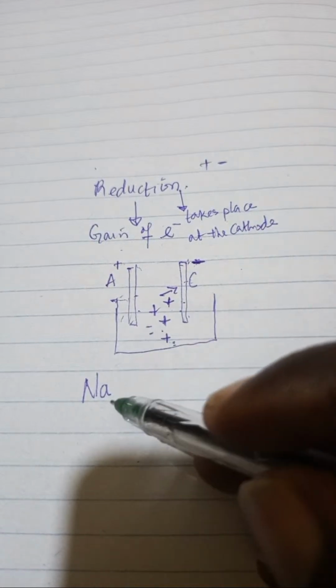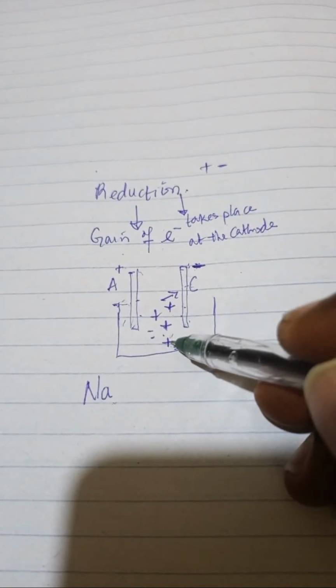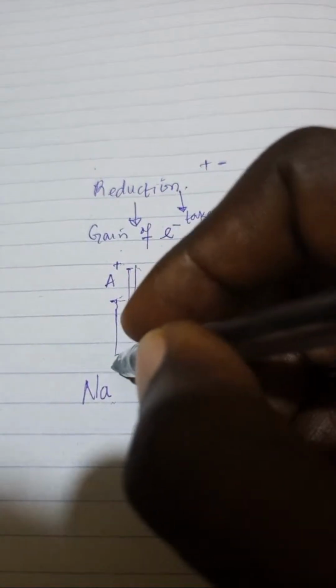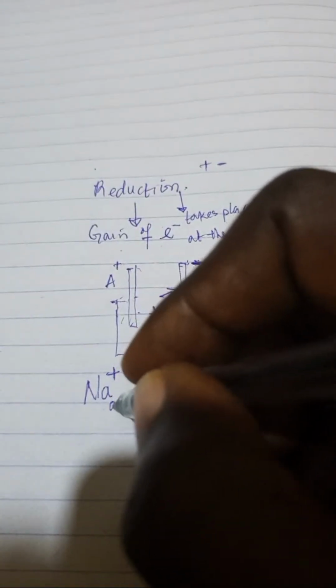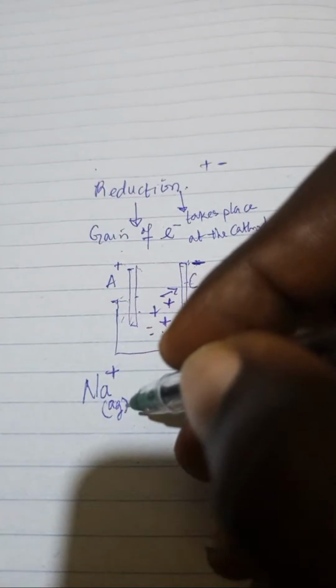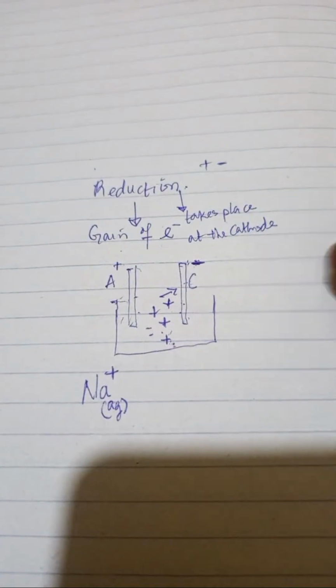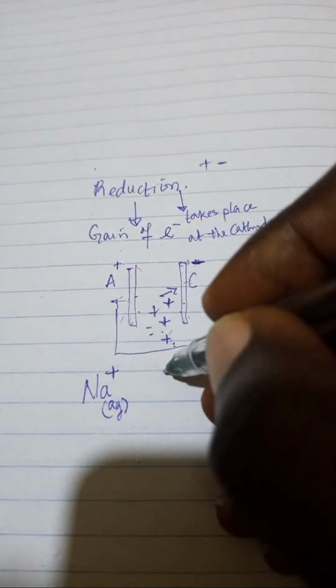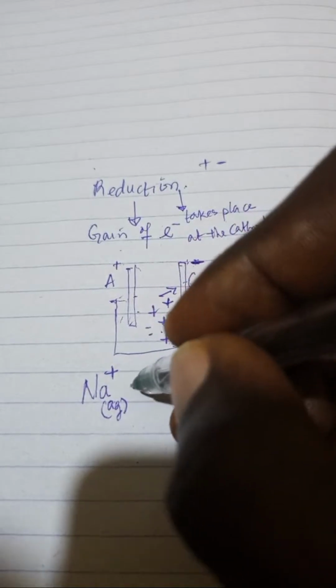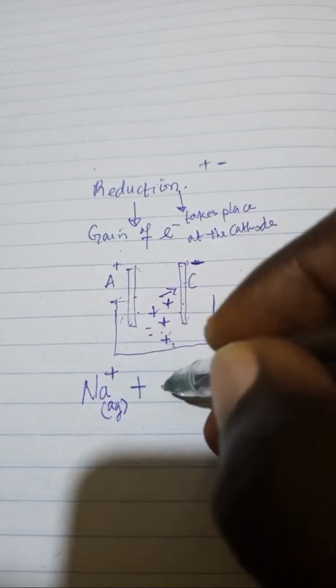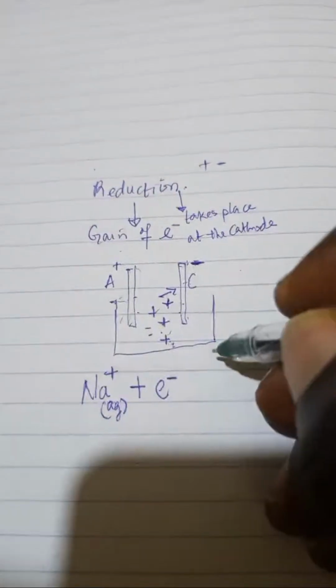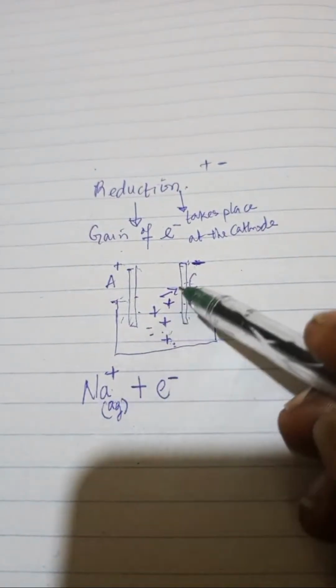Okay, you can see sodium is Na, but in solution here, it's in aqueous form. So you have to write plus at the top here. This is sodium in aqueous form because it has dissolved and you cannot see it. It is dissolved in solution. So I'm going to write Na+, then you now write plus E-. This is telling you that sodium is going to the cathode.